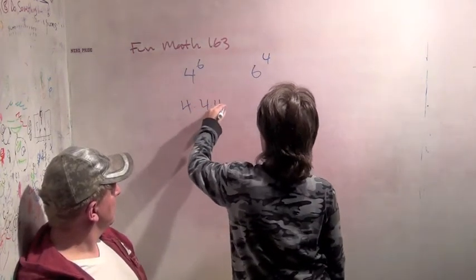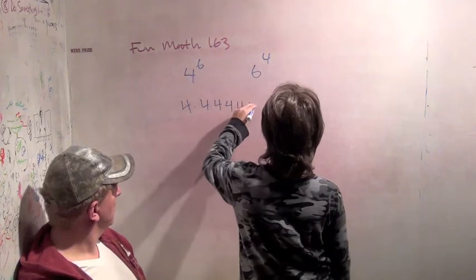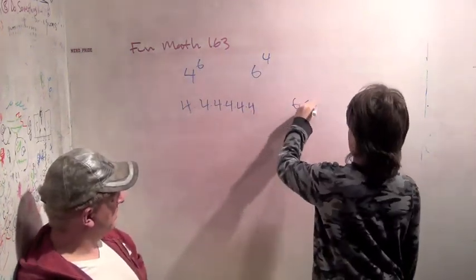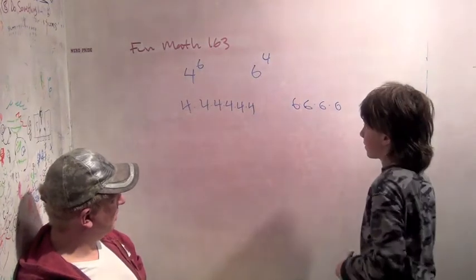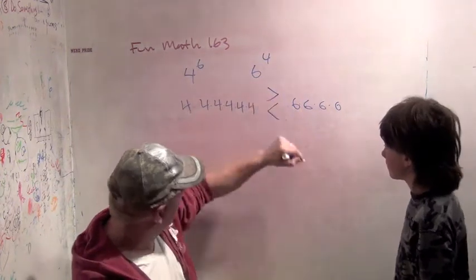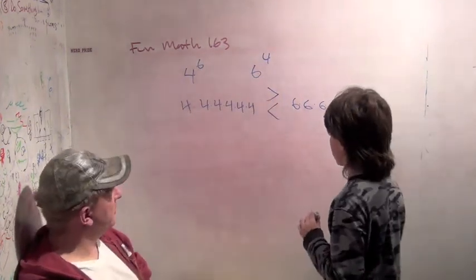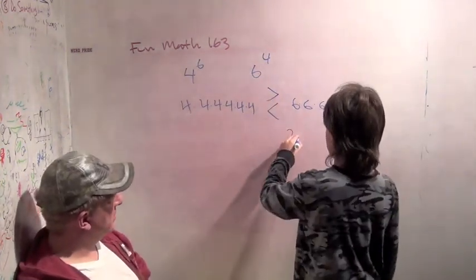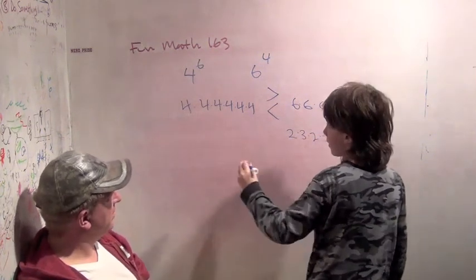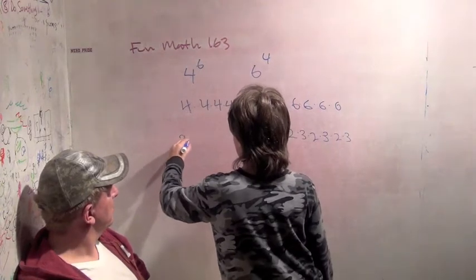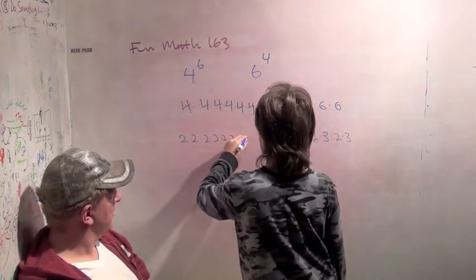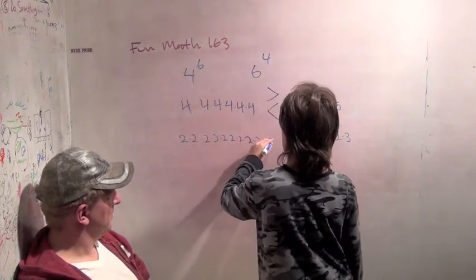4 times 4 times 4 times 4 times 4 times 4. 1, 2, 3, 4, 5, 6. Okay, great. 6 times 6 times 6 times 6. And we're trying to figure out, is it bigger this way or is it bigger that way? How do you want to approach this one? This one's 2 times 3 times 2 times 3 times 2 times 3. And this one's 2 times 2 times 2 times 2 times 2 times 2 times 2 times 2 times 2 times 2 times 2 times 2.